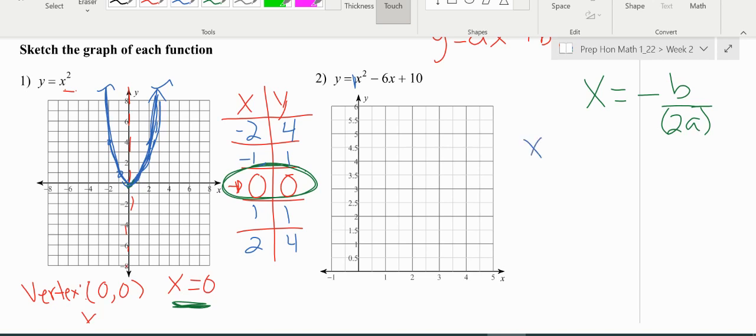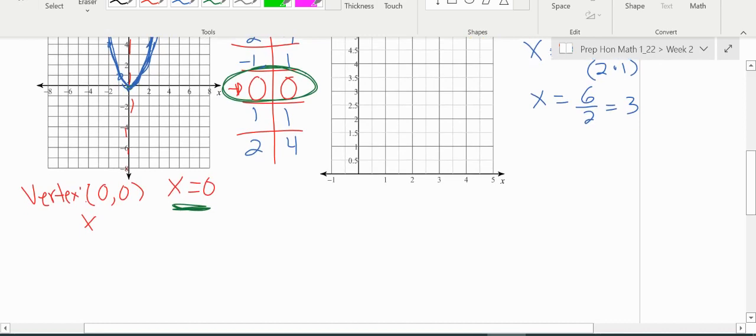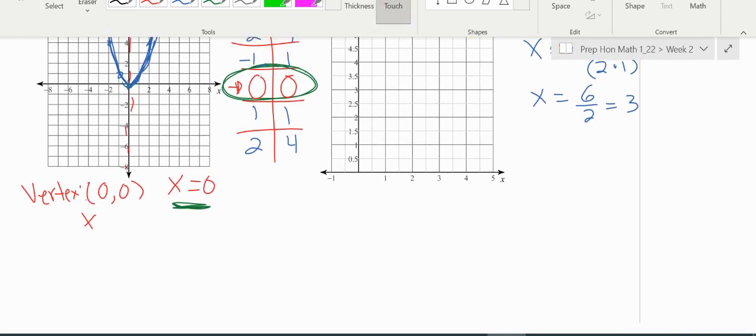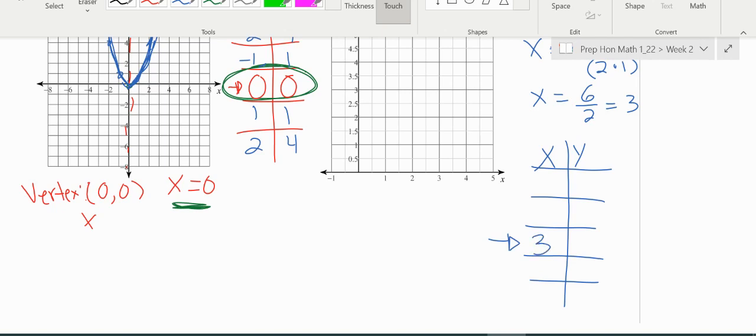So for number 2, we might calculate our axis of symmetry first. I would do the opposite of b. b is -6, over 2 times 1. So that'd be 6 over 2, or 3. So when I go ahead and do my table now, my middle value, the x value, I know is going to be 3. That's essentially the x value of my vertex.